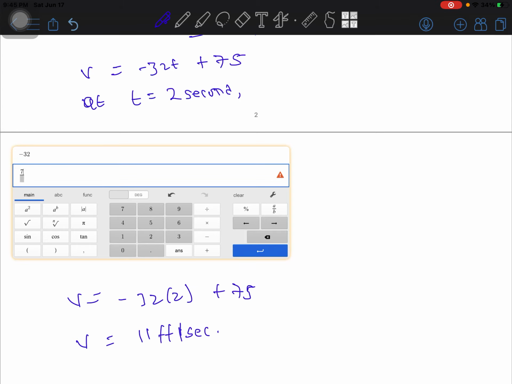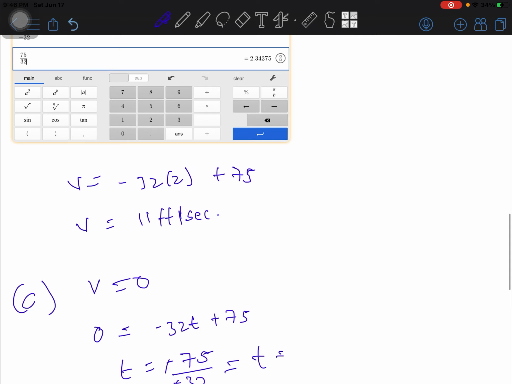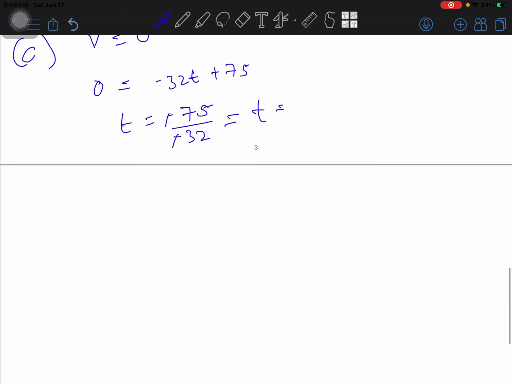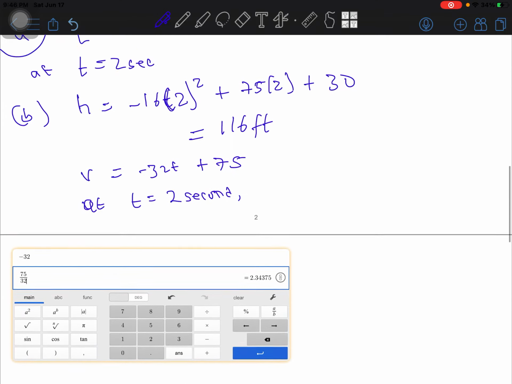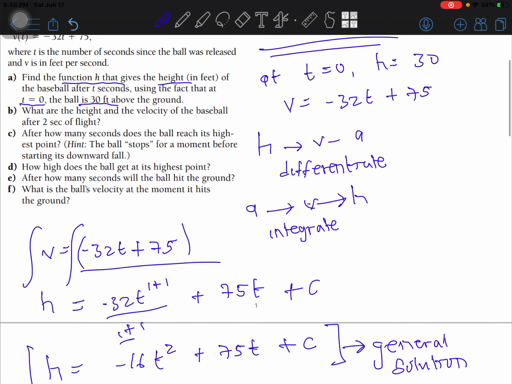So 75 divided by 32, and we are going to get 2.3437 seconds. So that's the answer for C.